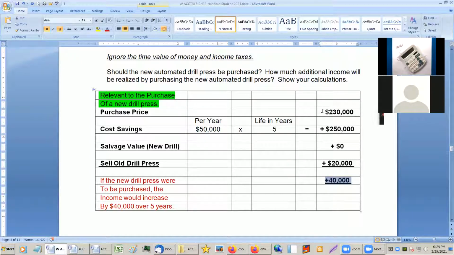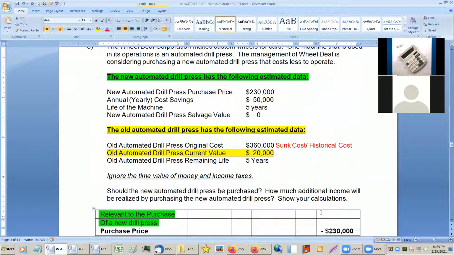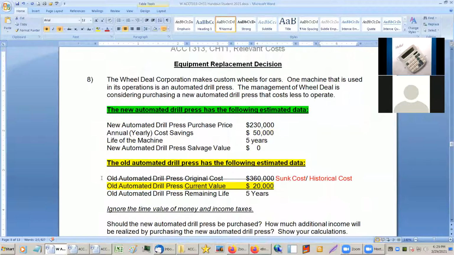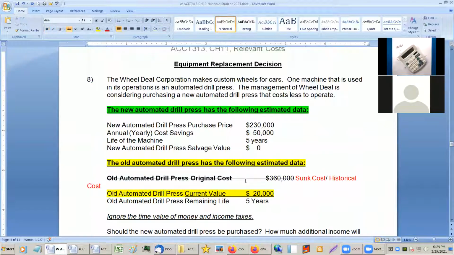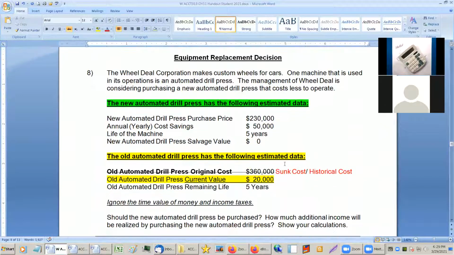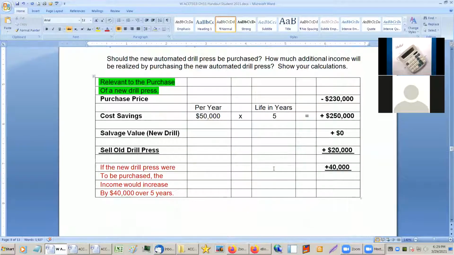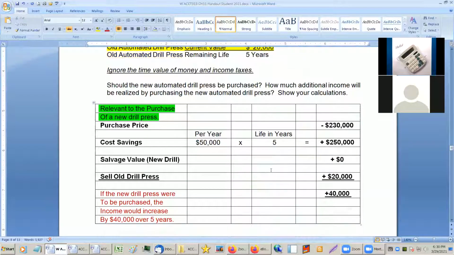And that's one of the things with these long-term investments: a lot of times there is money up front and the idea is that you'll make money back on it. Any questions on that one? And again, the big thing here is that the original cost of 360,000 is sunk. There's nothing you can do today to change that. Whether you buy the new equipment or don't, you paid 360,000, it can't be changed. So that 360,000 is not relevant.